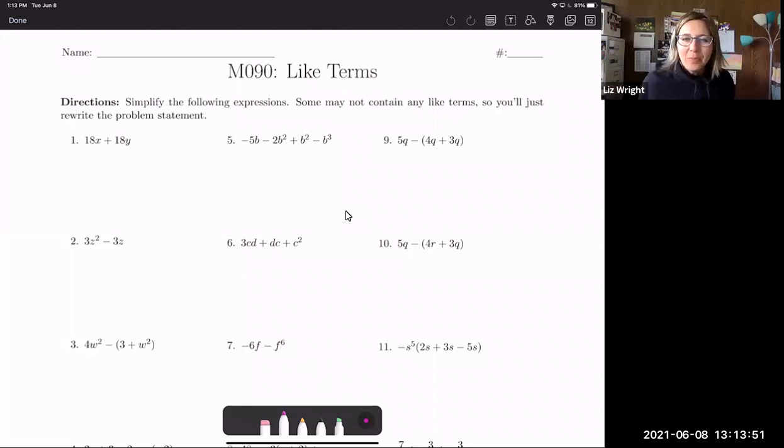Hey everybody, in this video we are going to work on the workbook from the topic that we just covered, which was the associative, commutative, and distributive laws. First we are going to talk about like terms and combining them, and we're going to practice it. And then we've got several pages of practicing and working on the associative, commutative, and distributive properties.